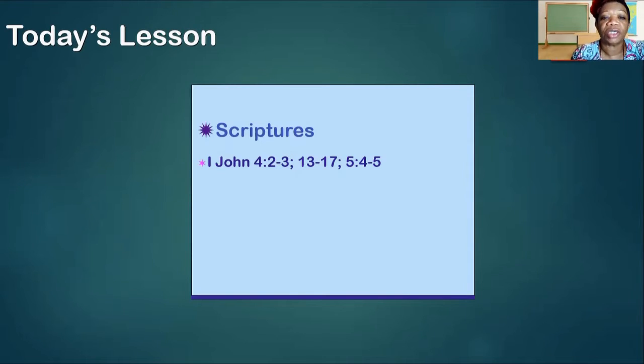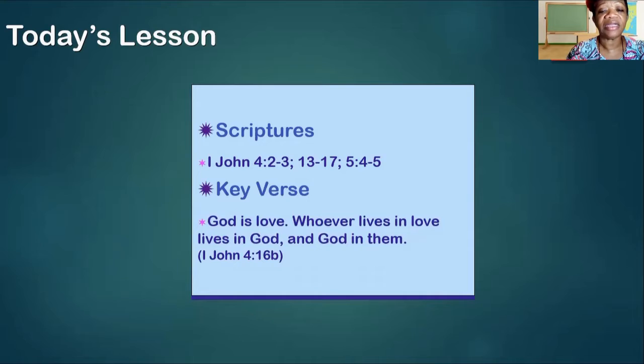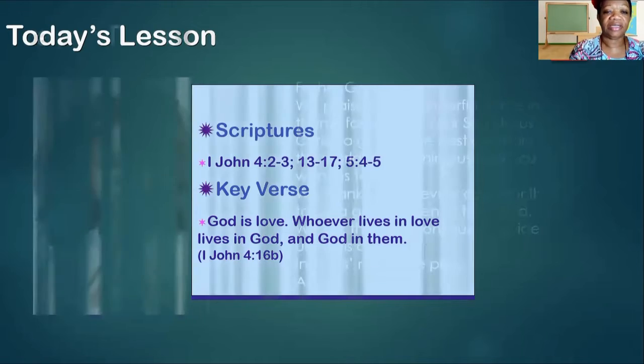So ours comes from 1 John, our lesson today, the 4th chapter, the 2nd through the 3rd verse, and then the 13th through the 17th verse. And then we skip down to chapter 5, the 4th through the 5th verses. Our key verse is God is love. Whoever lives in love lives in God, and God in them. 1 John, the 4th chapter, the 16th verse, B, and we know what that means, right? You remember? Okay, second part. That means you're taking the second part of verse 16.